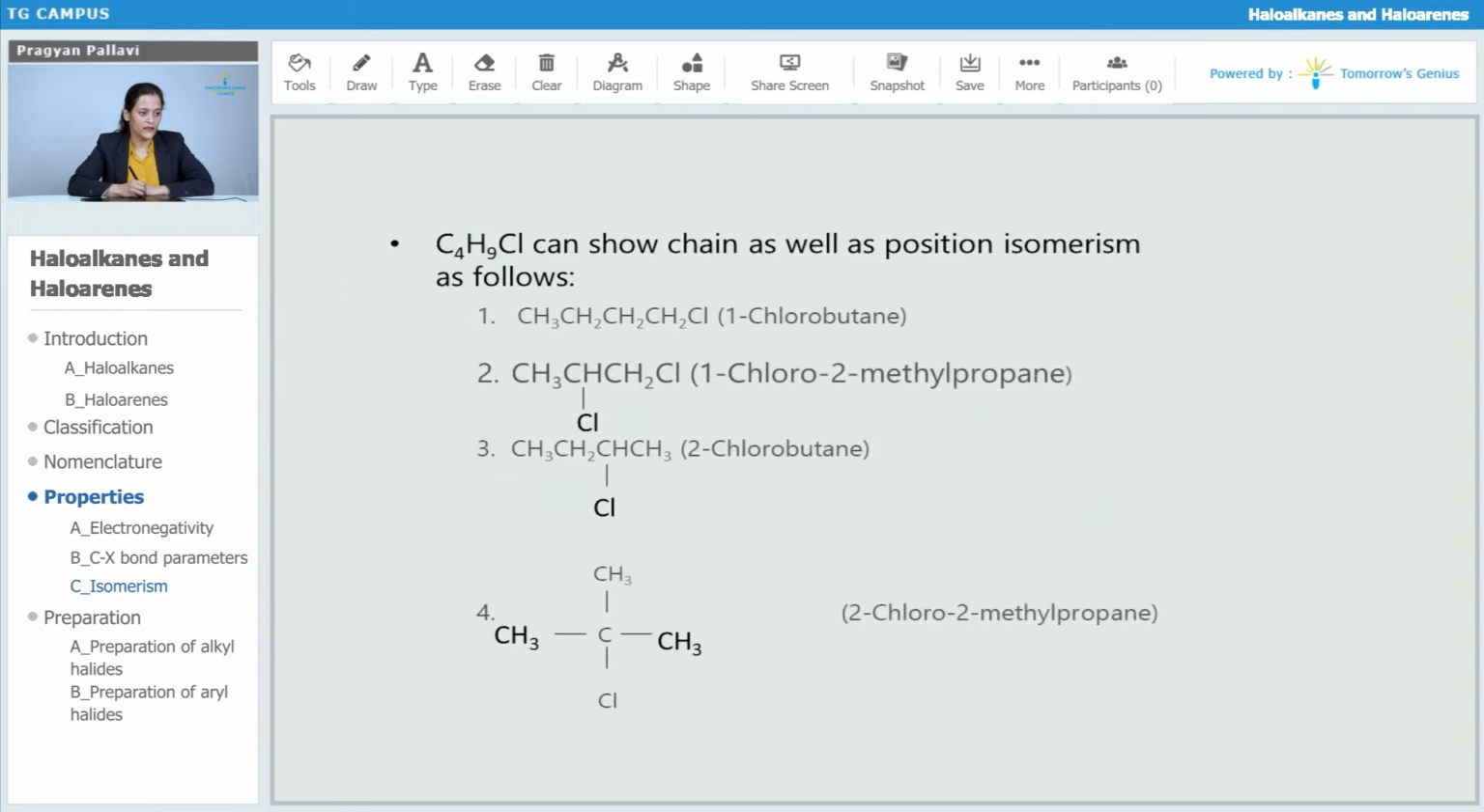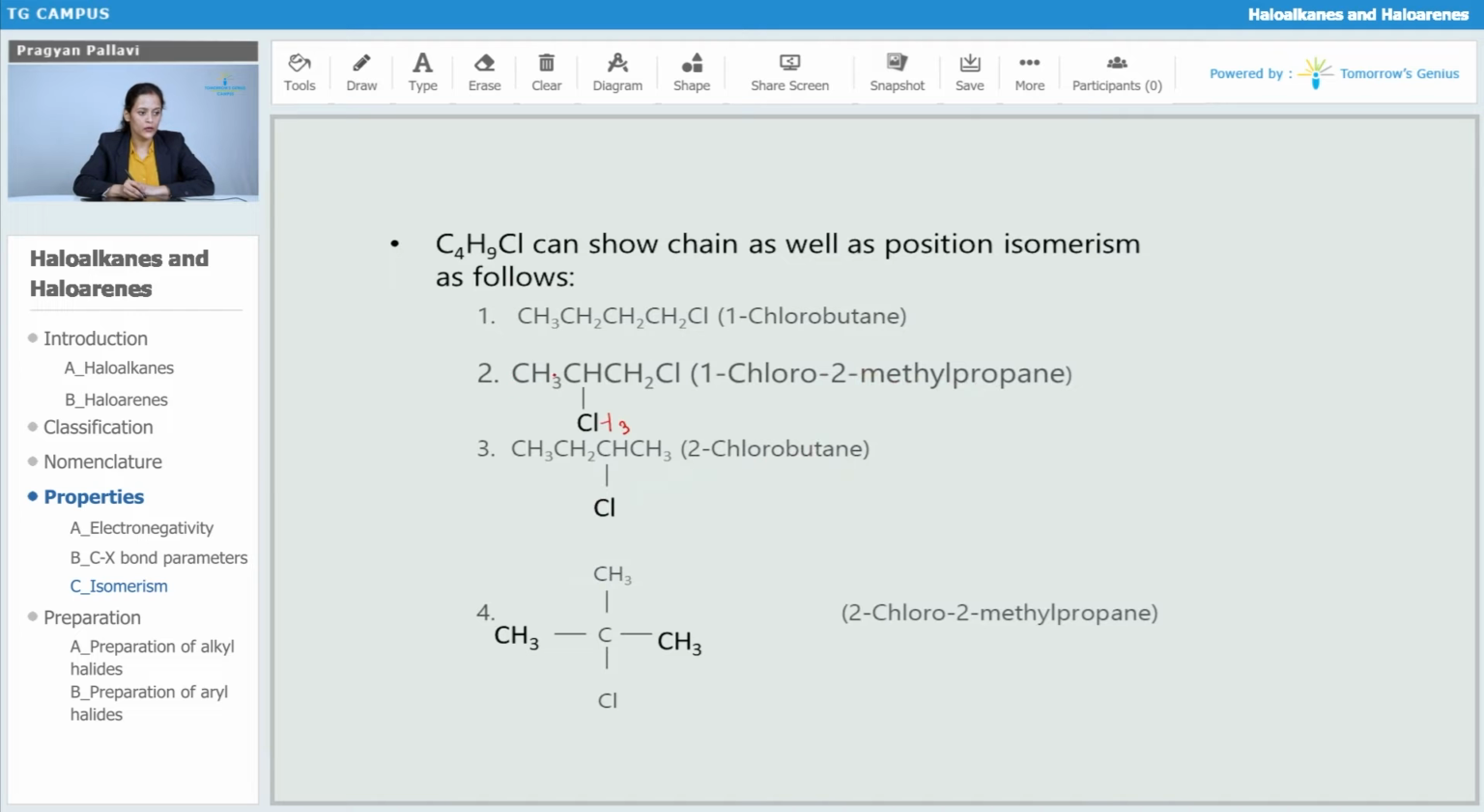Now let us take another example. Here we have chlorobutane, C4H9Cl. The first structure is CH3, CH2, CH2, CH2Cl, it is 1-chlorobutane, and then we have the CH3, CHCl, CH2Cl. So here we have this CH3, it is 1-chloro-2-methylpropane, and then we have this 2-chlorobutane.